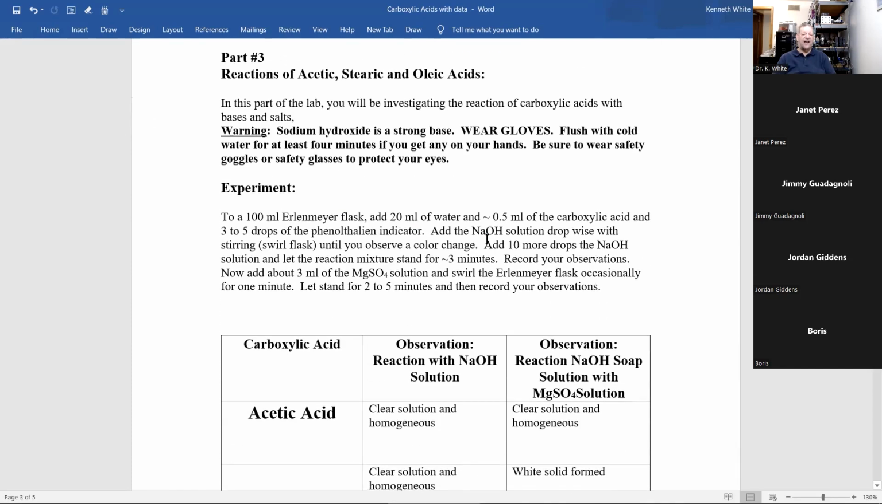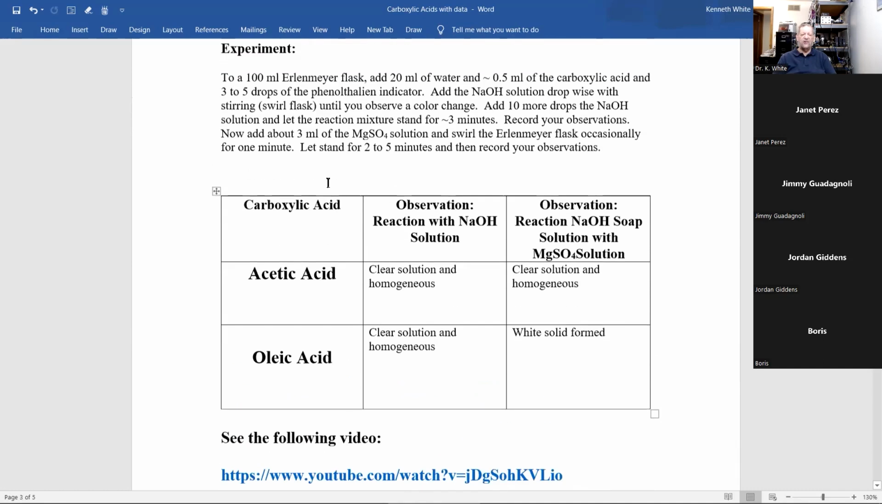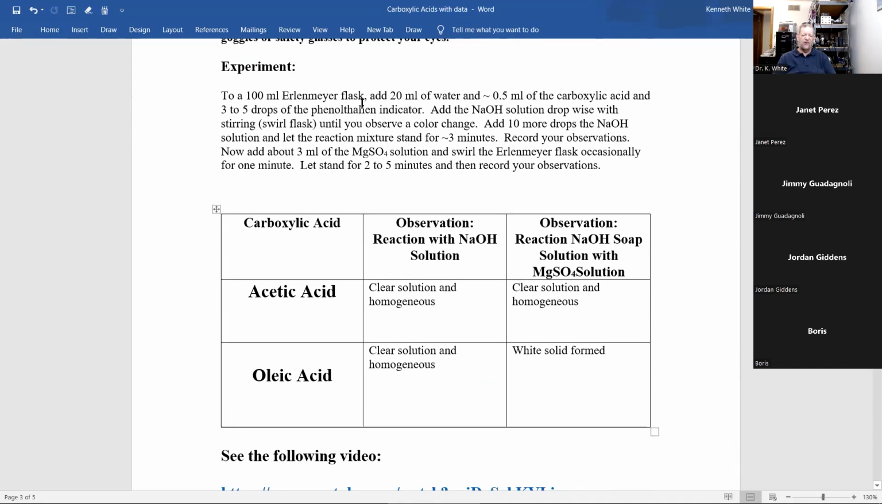All right, now the last one, we're really not doing the stearic, just in the lab now, we do acetic and oleic acid. Now, what you do first is, in an Erlenmeyer flask, this helps you mix it easier. You put some water, then you put a small amount of the carboxylic acid and a phenolphthalein indicator.